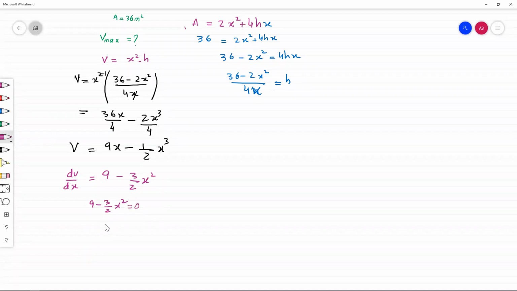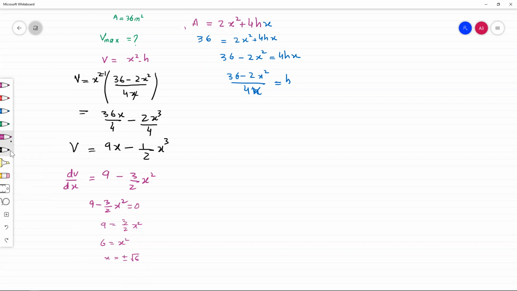So this would be 9 is equal to 3 by 2 x square. 9 times 2 is 18, divided by 3, it would be 6, equal to x square, and x will be plus or minus square root of 6. So now we have two values, x is equal to plus square root of 6 and minus square root of 6. So we don't know which is maximum and which is minimum.